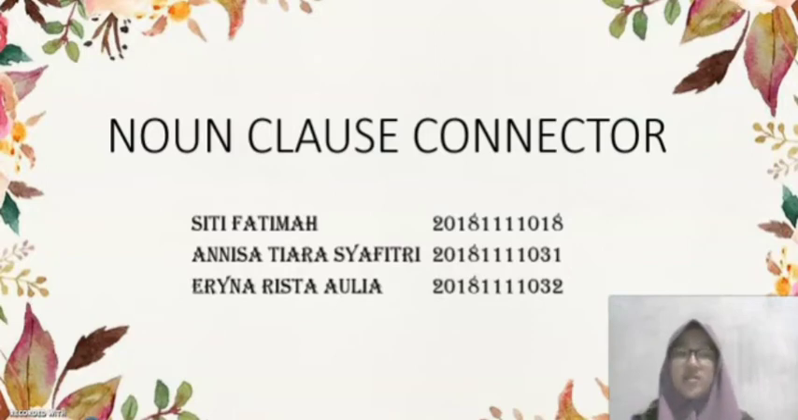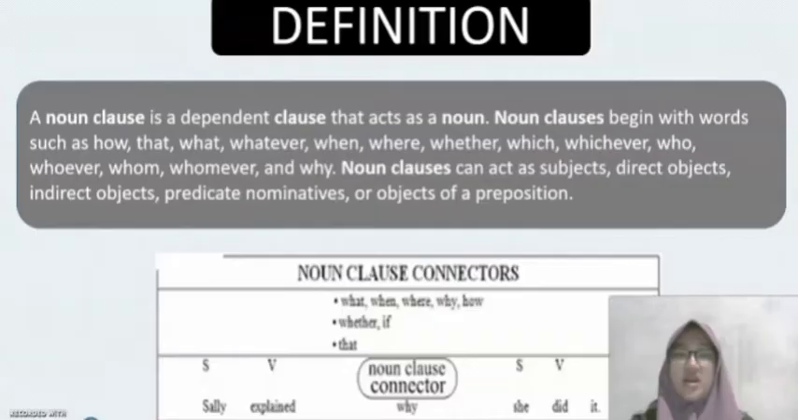We will present about noun clause connectors. The first is the definition of a noun clause. It is a dependent clause that acts as a noun. Noun clauses begin with words such as how, that, what, where, when, whether, which, whichever, who, whoever, whom, whomever, and why. A noun clause can act as subject, direct object, indirect object, predicate nominative, or object of a preposition.